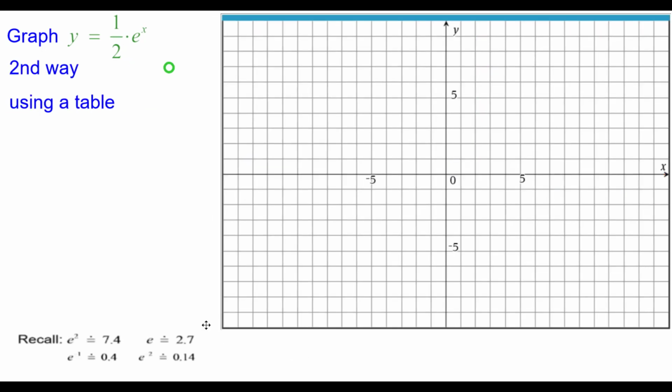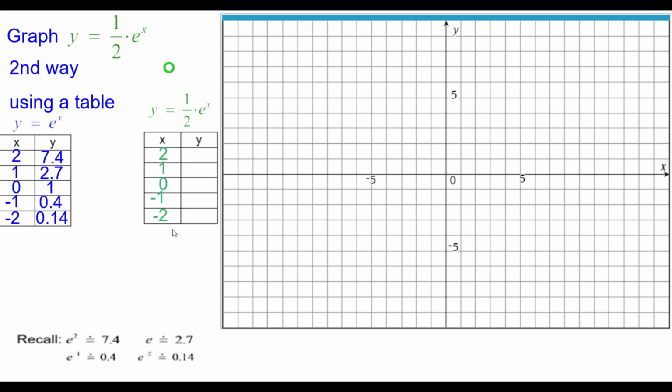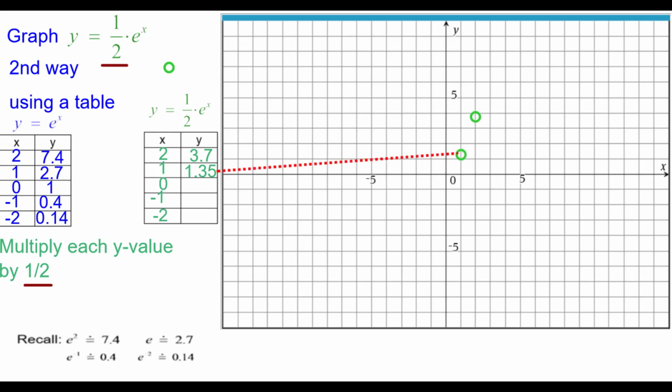Second way, using a table. Again, recall the powers of e here that we should know. Here are 5 points on our normal y equals e to the x graph. We're going to keep the x coordinates the same and multiply each y value by 1/2, that coefficient there. So 7.4, half of that is 3.7. So we'll plot 2, 3.7. Half of 2.7 is 1.35, so we'll plot 1, 1.35.